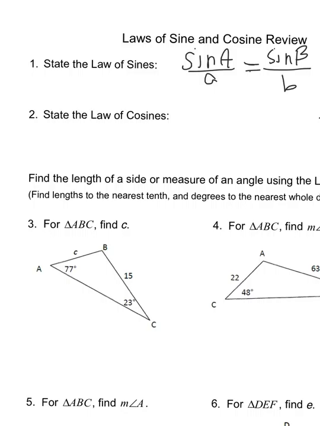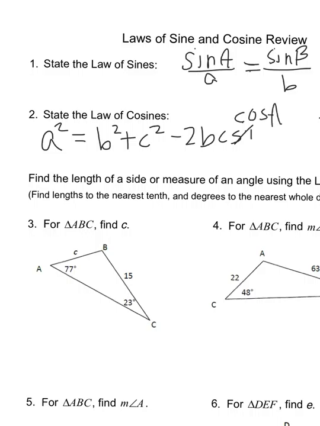The law of cosines is a squared equals b squared plus c squared minus 2bc cosine of A. So a, b, and c are all interchangeable. If you have b squared right here, it's going to be a squared plus c squared minus 2ac cosine of B. The thing is, the side that you want to know, or this side, is always opposite the angle.